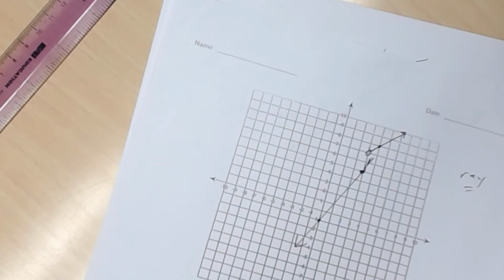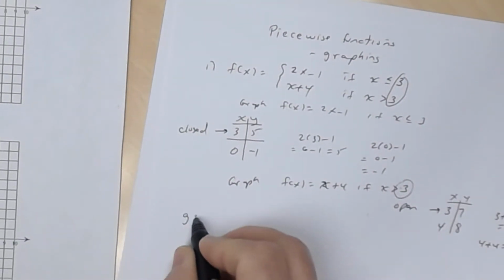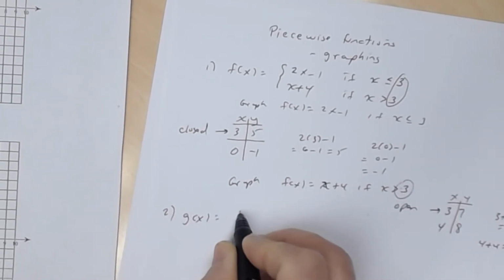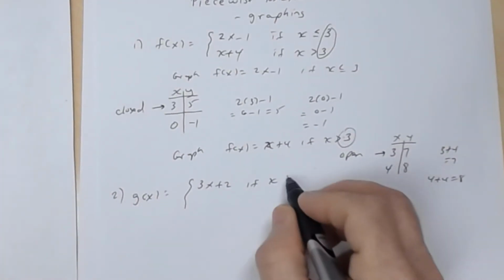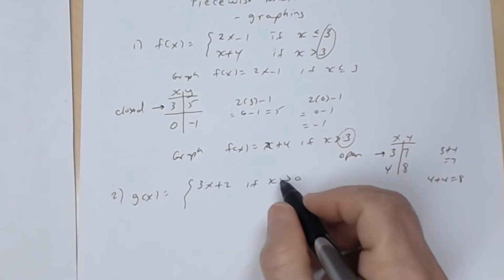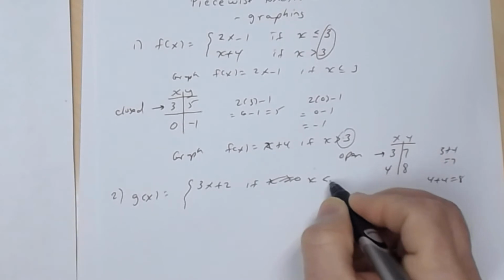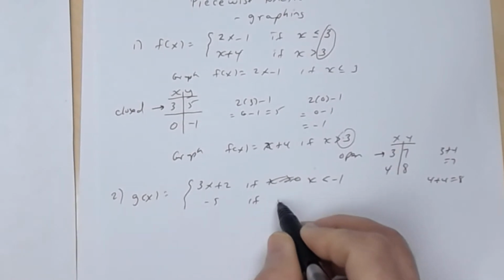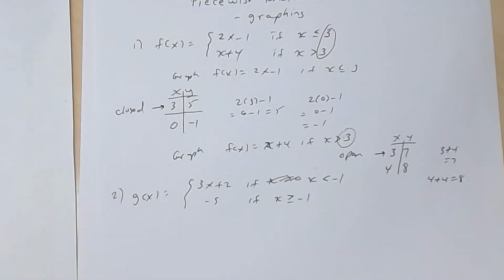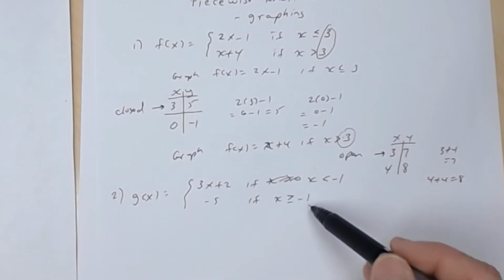Okay. All right. Let's look at number 2. Let's suppose we had g of x, number 2. g of x is equal to 3x plus 2 if x is less than -1, and I'm sorry, I'm using the wrong one, and then -5 if x is greater than or equal to -1. Okay, so notice no equal sign and equal sign. So this is going to be an open, this is going to be a closed.